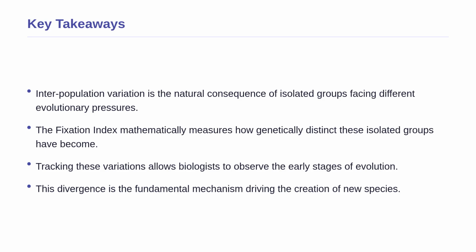We have covered a lot of ground today, so let us summarize the most important ideas. First, interpopulation variation is a natural and inevitable consequence of populations living apart. When groups are isolated, they face different evolutionary pressures and adapt in unique ways. Second, we do not just guess at these differences. We can measure them precisely using the fixation index, which compares subpopulation diversity to total species diversity.